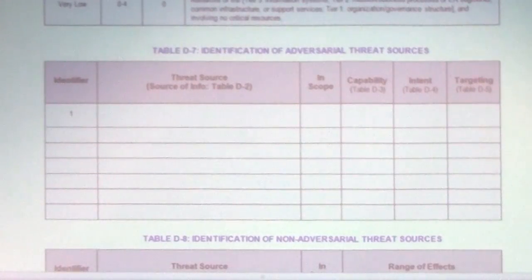So just take another 5 minutes or so to try to do that. Oh, sorry, table D7 for adversarial, table D8 for your non-adversarial.